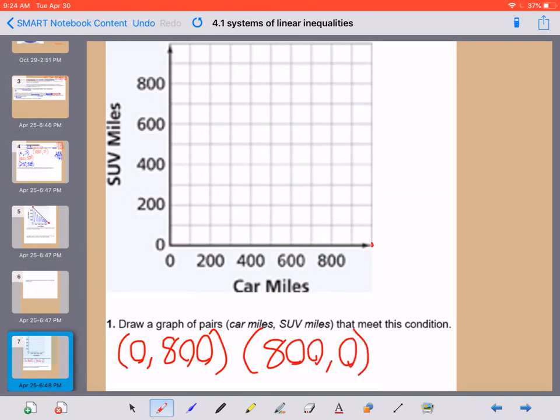So those points would be here. Oh, not there. Those points would be here and here. Then they want to know if there's anything else. So, well, I know I could do 400, 400. Those would both add up to equal 800. So 400, 400 is right there. See if you guys can come up with any more points.